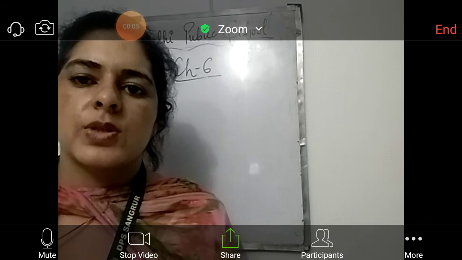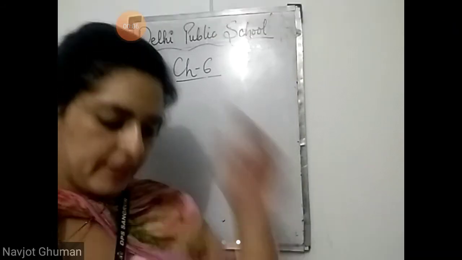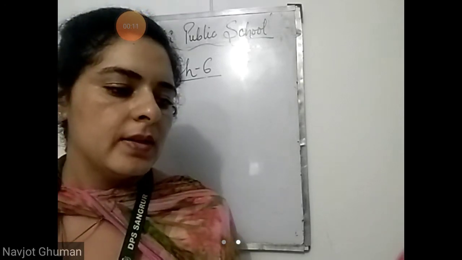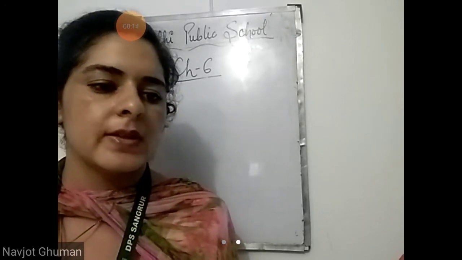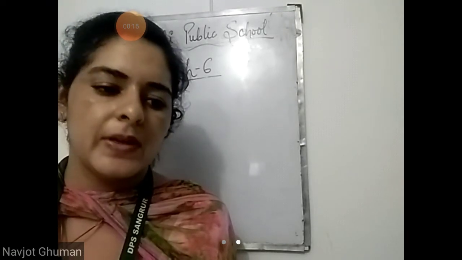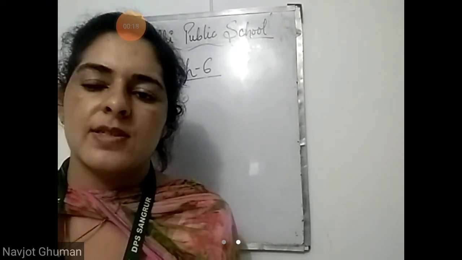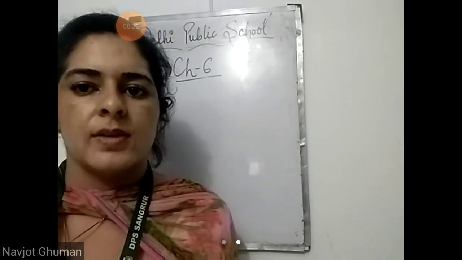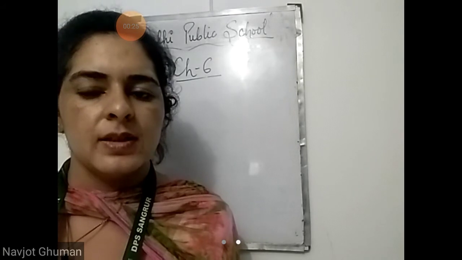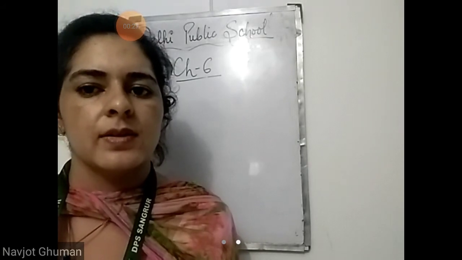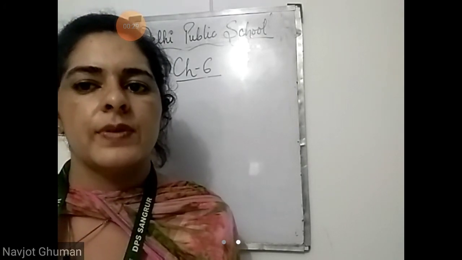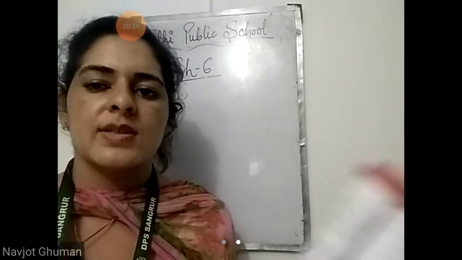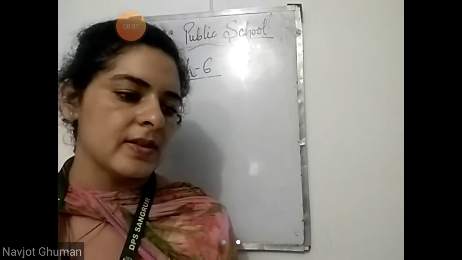Now come to the question answers of this chapter. Page number 66. Question number 1. Name any 5 features of living things. So we have already read the 5 features of living things. First is living things, they move. Second, living things grow. Third, living things breathe. Fourth, living things can reproduce. And fifth one is living things can feel changes. So these are the 5 features of living things.